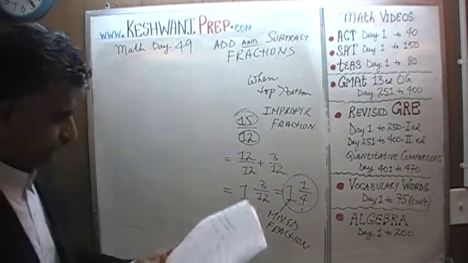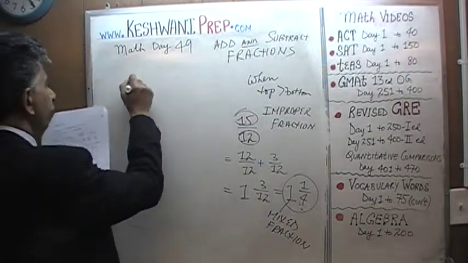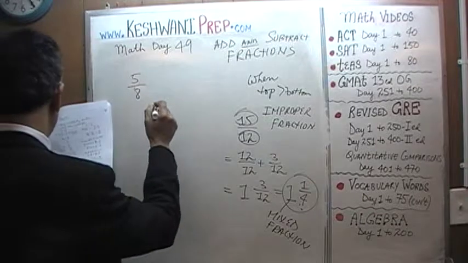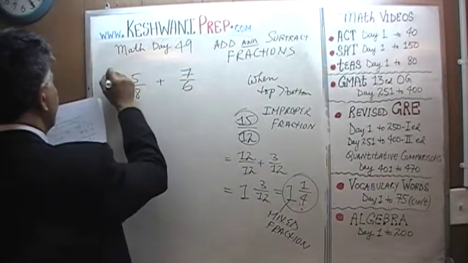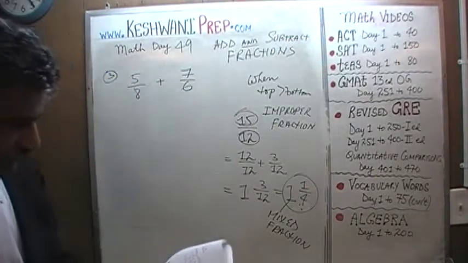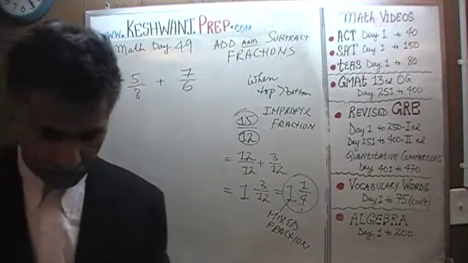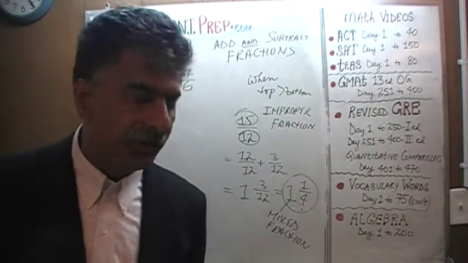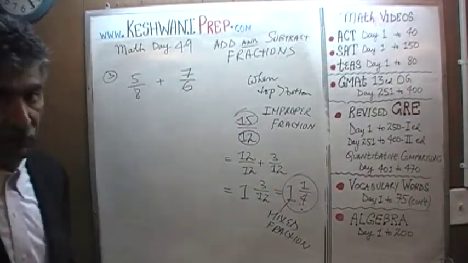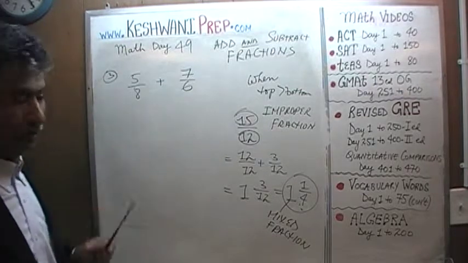Number 3: 5/8 plus 7/6. Oh, I think we did 8 and 6 before, didn't we? We did 8 and 6 in number 1, and we know that the least common denominator of 8 and 6 is not 48, it is 24. Somehow we have to convert this into 24.